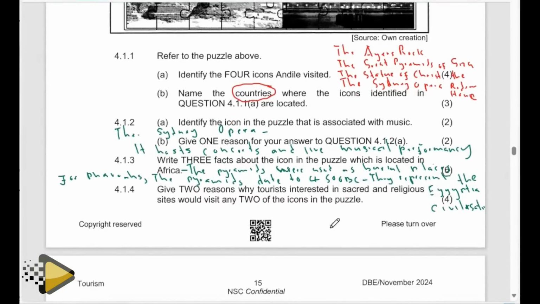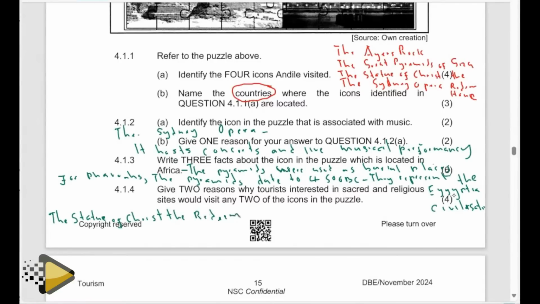Then give two reasons why tourists interested in sacred and religious sites would visit any two icons from the puzzle. So the two icons, we have the statue of Christ the Redeemer.